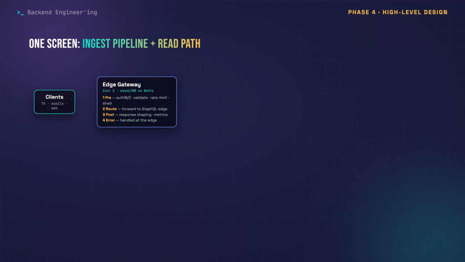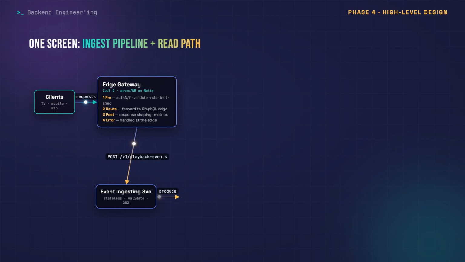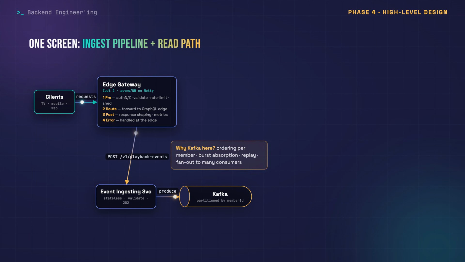Alright, let's put the whole thing on one screen and trace it end to end. It starts with clients, your devices. Every request first hits the edge gateway. At Netflix, that's Zuul. It authenticates you, validates, rate limits, and under overload, it even sheds heartbeats before anything important. On the write path, that playback event flows into the event ingest service, which is stateless, validates, and fires back a 202. Then it produces the event into Kafka, which is our queue.